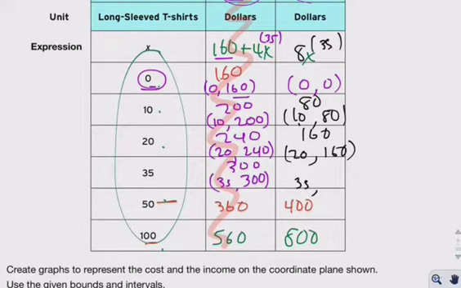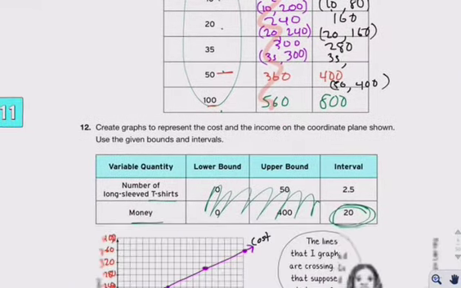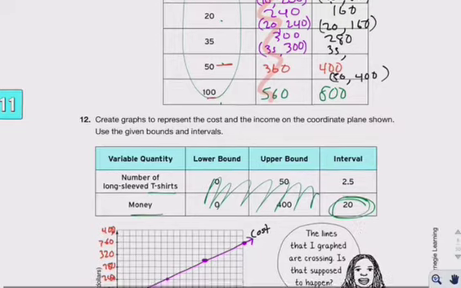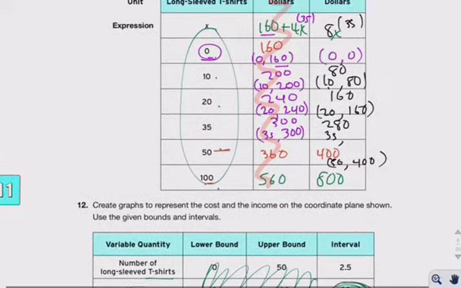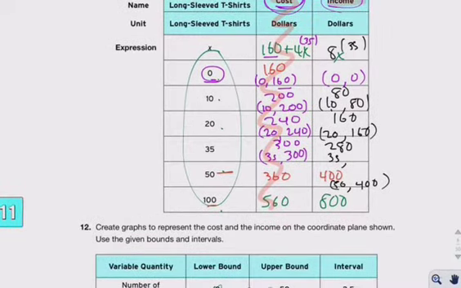And then 35 t-shirts, 35 times 8 is $280. And 50 will make you $400. It's not total profit. It's just income. This is called income. The money coming in.